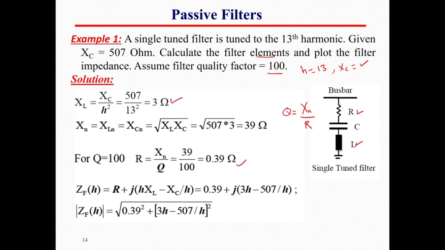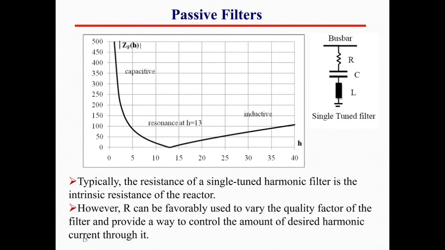Xn will be the square root of XL times XC, and Q is given as 100, so that will give us the value of R. Now to plot the impedance against the frequency, of course we have to write it as a function of the frequency or as a function of the harmonic order. We can take the magnitude, and this will be the result. So we would like to get rid of the 13th harmonic order. Before that, the impedance will be mainly capacitive. After the resonance frequency, it will be mainly inductive.